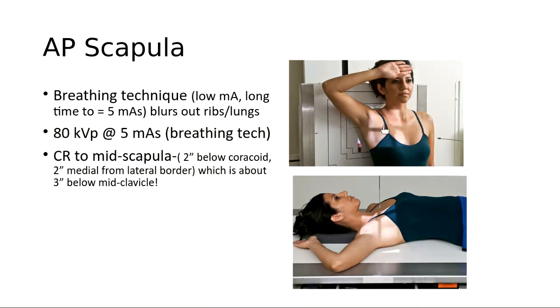For this, we actually use a breathing technique, or orthostatic breathing, where you set a low mA and a long time, typically a minimum of 3 seconds, to equal 5 mAs. Allowing the patient to breathe during the exposure will blur out the ribs and the lungs so that you visualize the scapula much better. So again, 80 kVp at 5 mAs with a breathing technique.